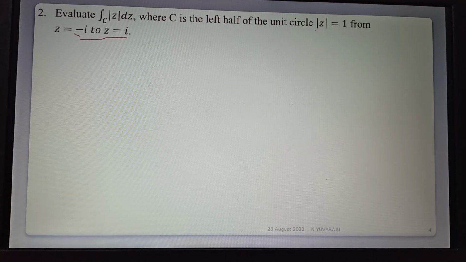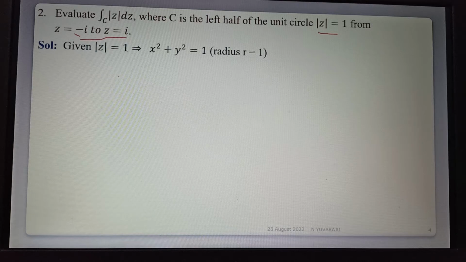So the given region is the circle mod z is equal to 1, which means the circle with center (0, 0) and radius 1. But what is given is not the total circle, only the left half, that is, the circle lying in the second and third quadrants. We have to find the integration only over that. Okay? So see the solution here.